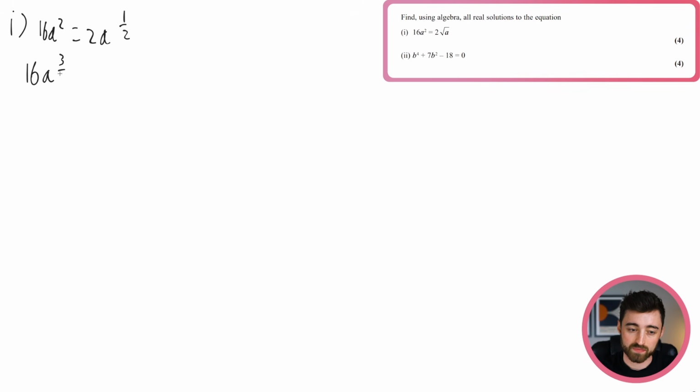I take the powers away. And then the a to the half here is going to cancel. Okay, sick. I'm now going to divide by 16. So I'm going to get a to the 3 over 2 equals 2 over 16, but that's 1 over 8.